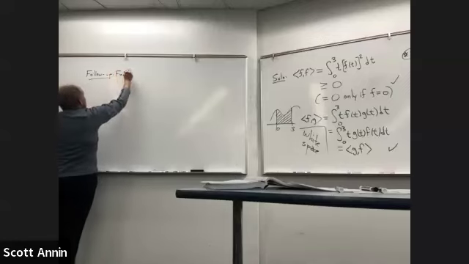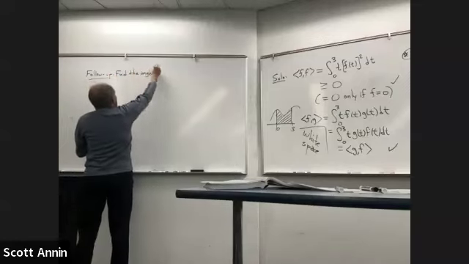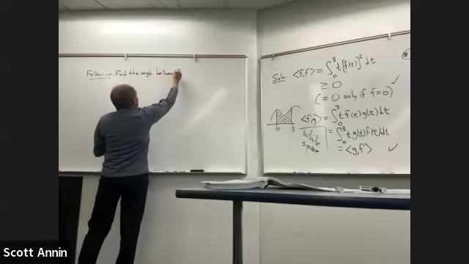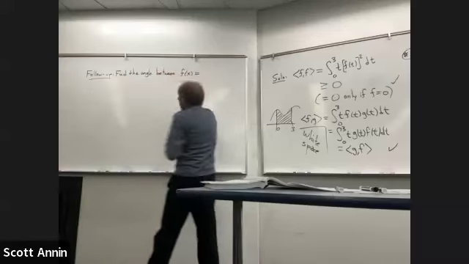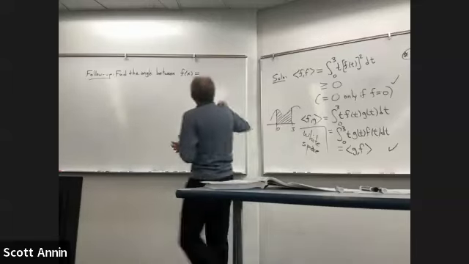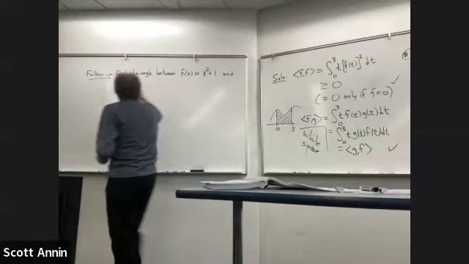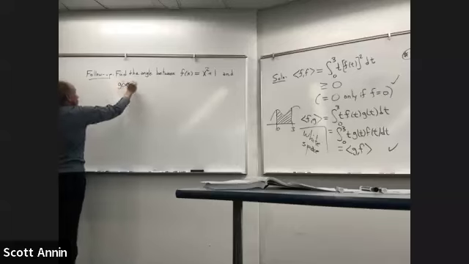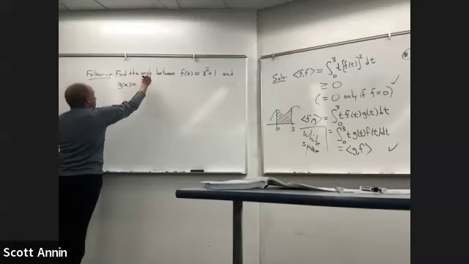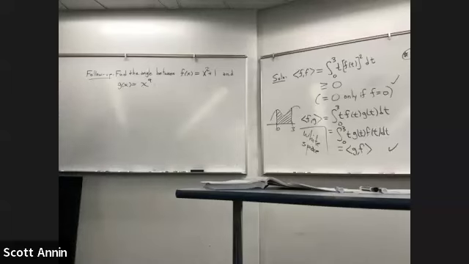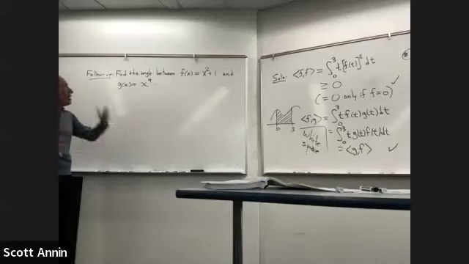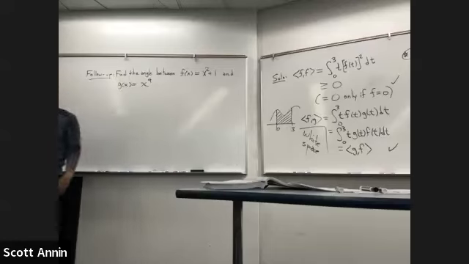Find the angle between f of x equals x squared plus 1 and g of x equals x to the 4th. So we're doing geometry now in what was a vector space. These are just calculus functions. They live in V. And I just want to find the angle.